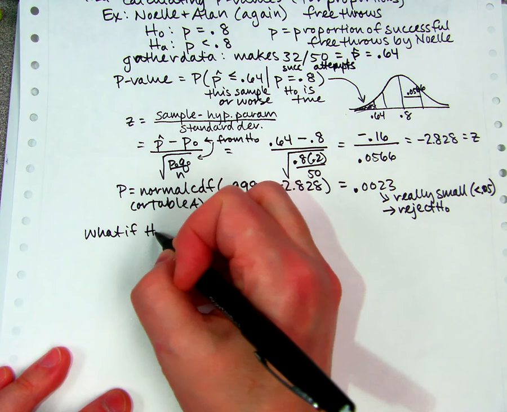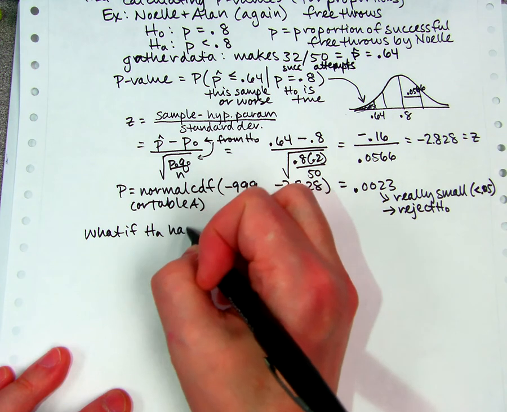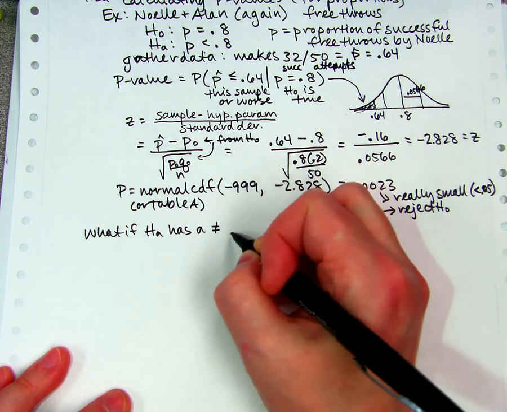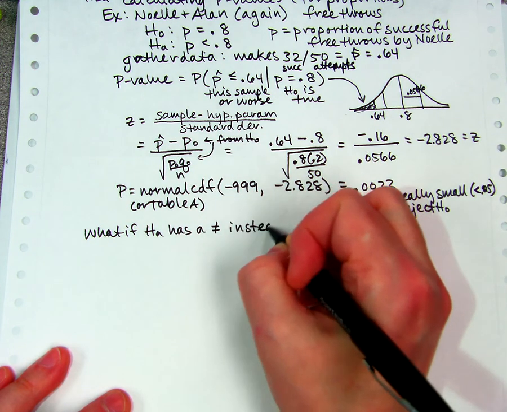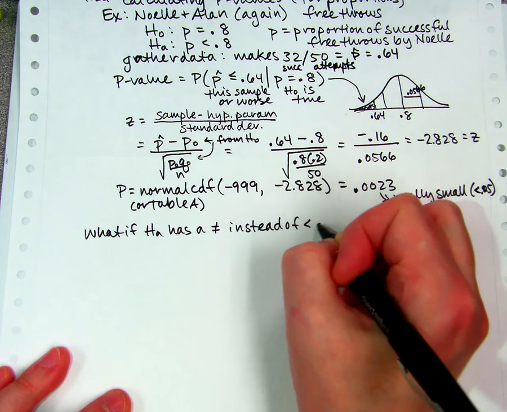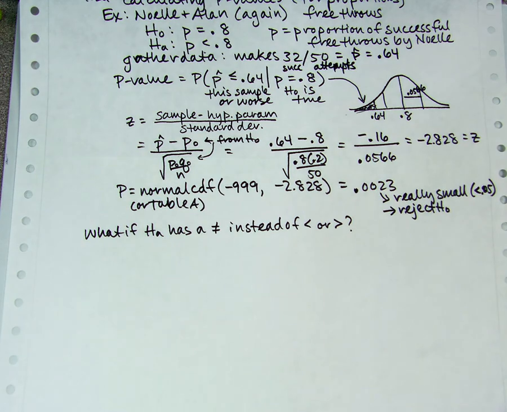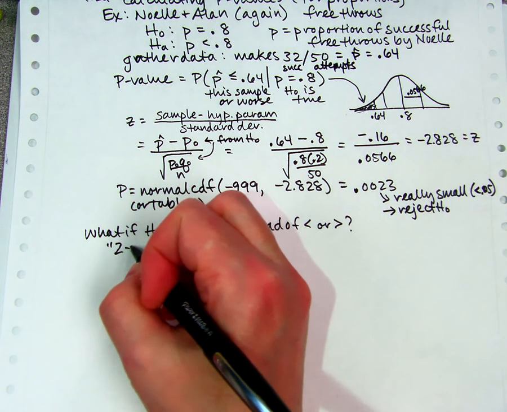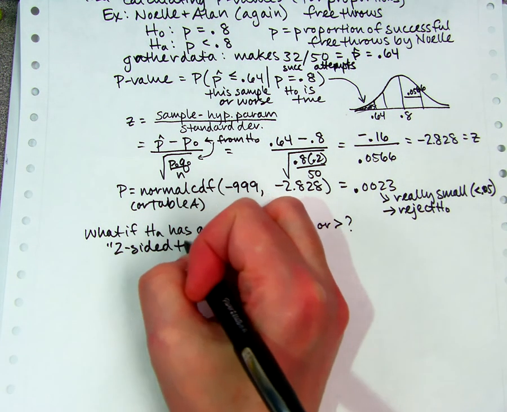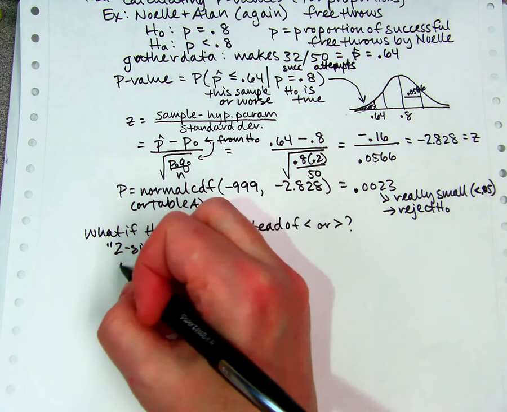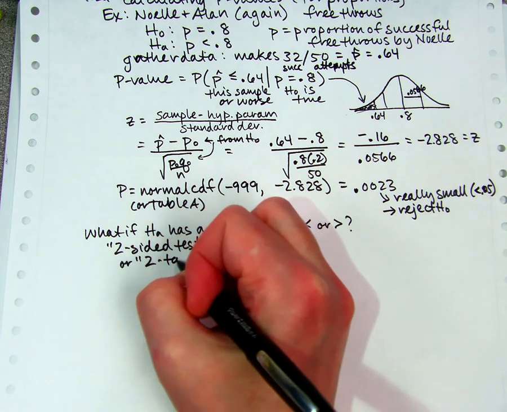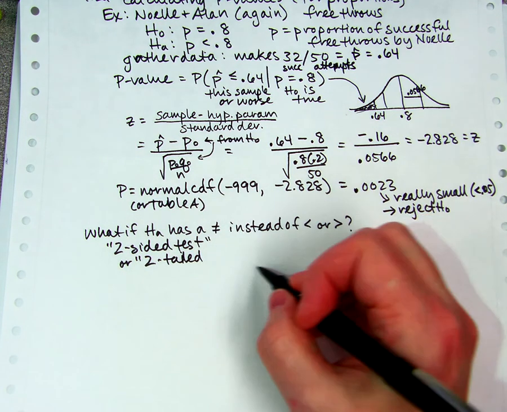my alternate hypothesis has a not equal sign instead of less than? So this was a less than, which is actually the easier type to calculate. But sometimes we don't know which direction it goes. It could be less than, it could be greater than, we just don't know. And then we do what's called a two-sided test. Or sometimes it's called two-tailed. And I'll show you on a normal curve.